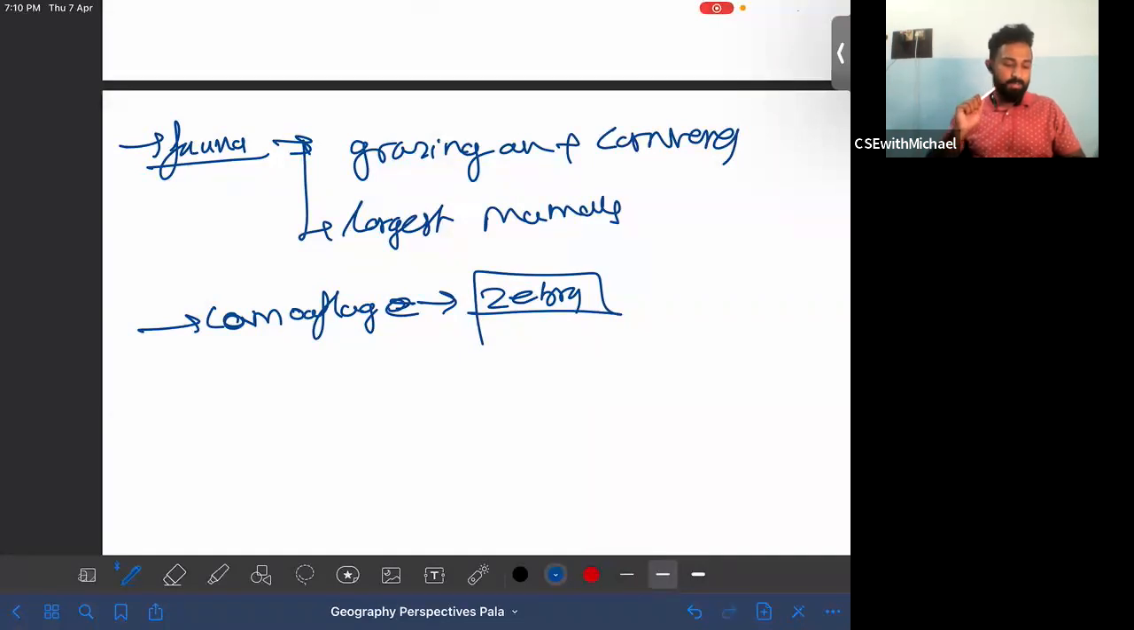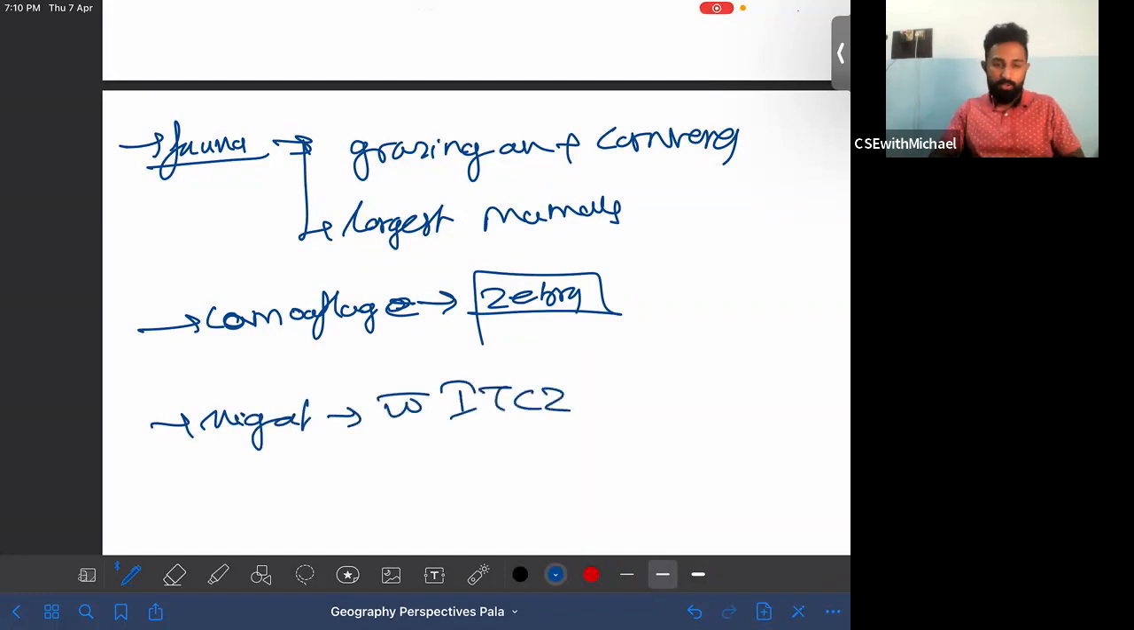Several other things are there, and then there is migration with the ITCZ. These animals migrate with the ITCZ so that they can be in the region where more rainfall is found, and those are some of the most important behavioral adjustments these areas have seen.